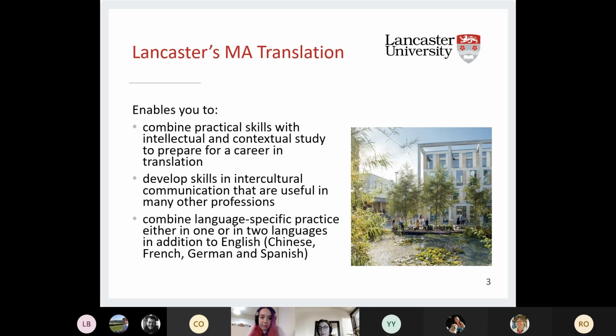So the MA enables you to combine language-specific practice in either one or two languages in addition to English. The languages that we cover are Chinese, French, German, and Spanish.